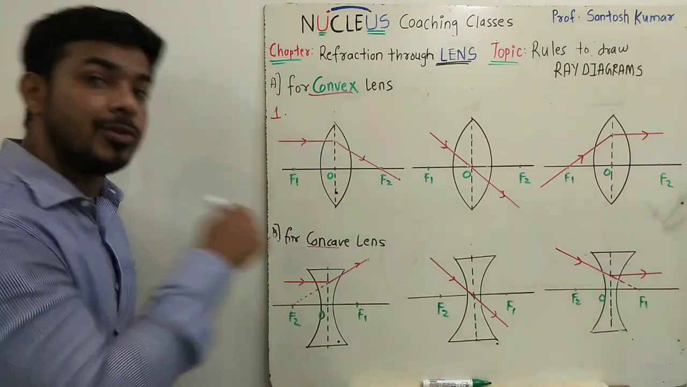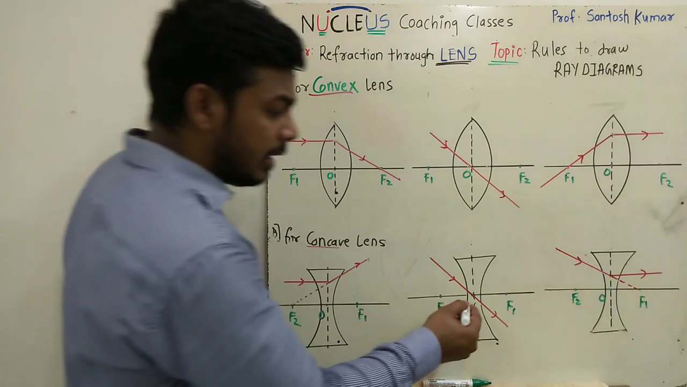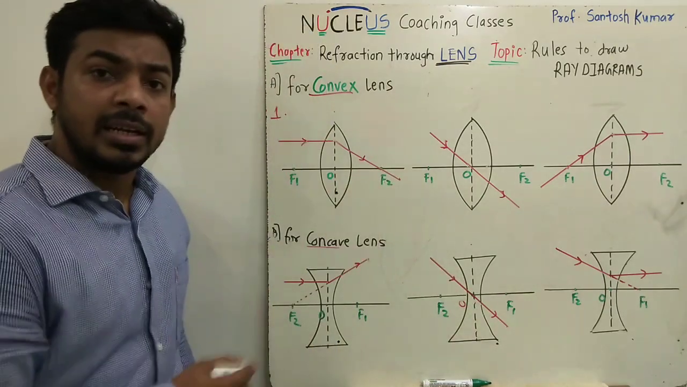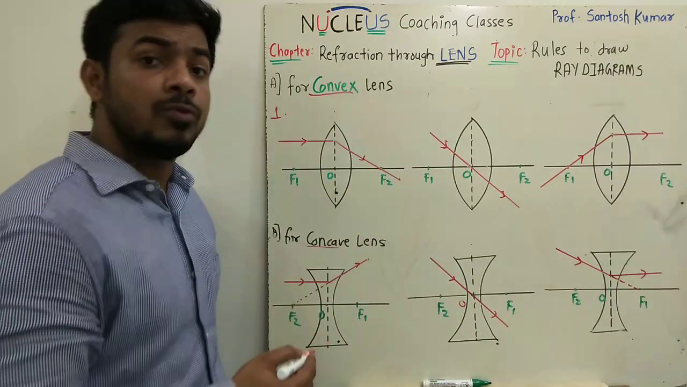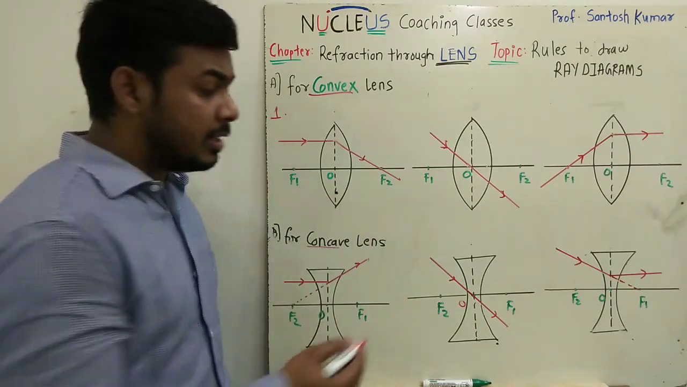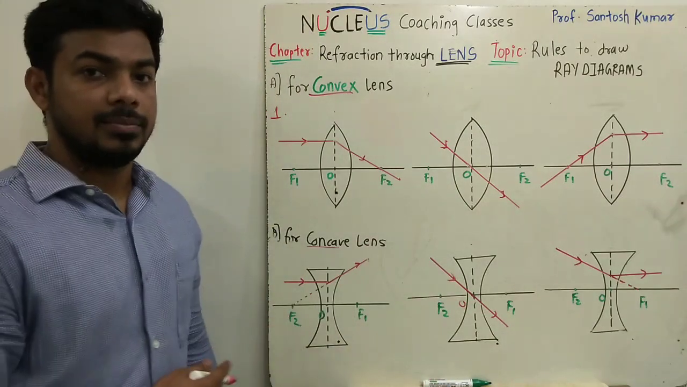The second rule for a concave lens is very simple. Again, it is nothing but the definition of optical center for a thin lens, which says that any ray passing through the optical center of a thin lens will go undeviated. So here, the incident ray passing through will go undeviated.